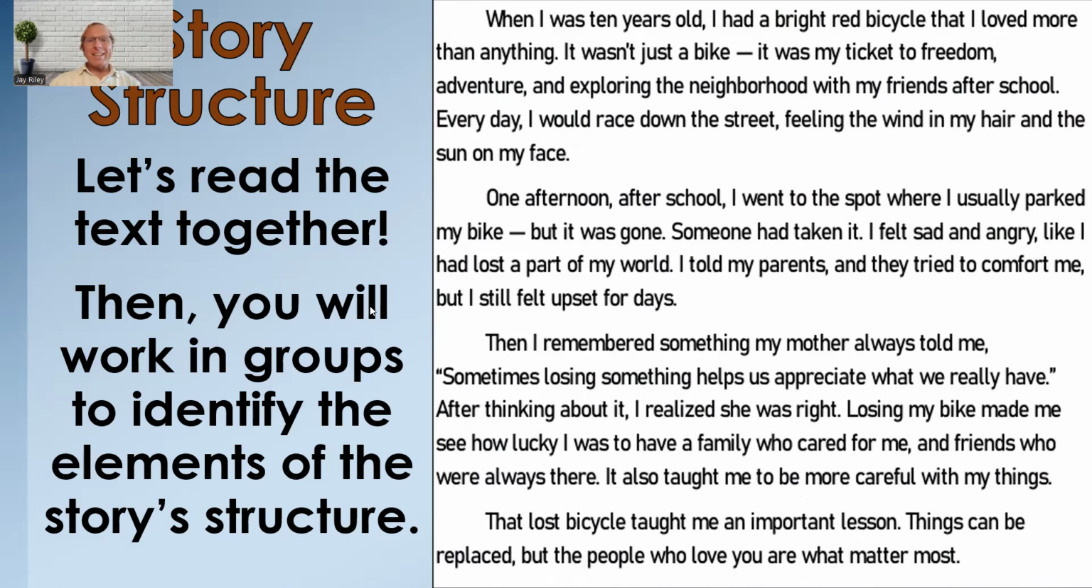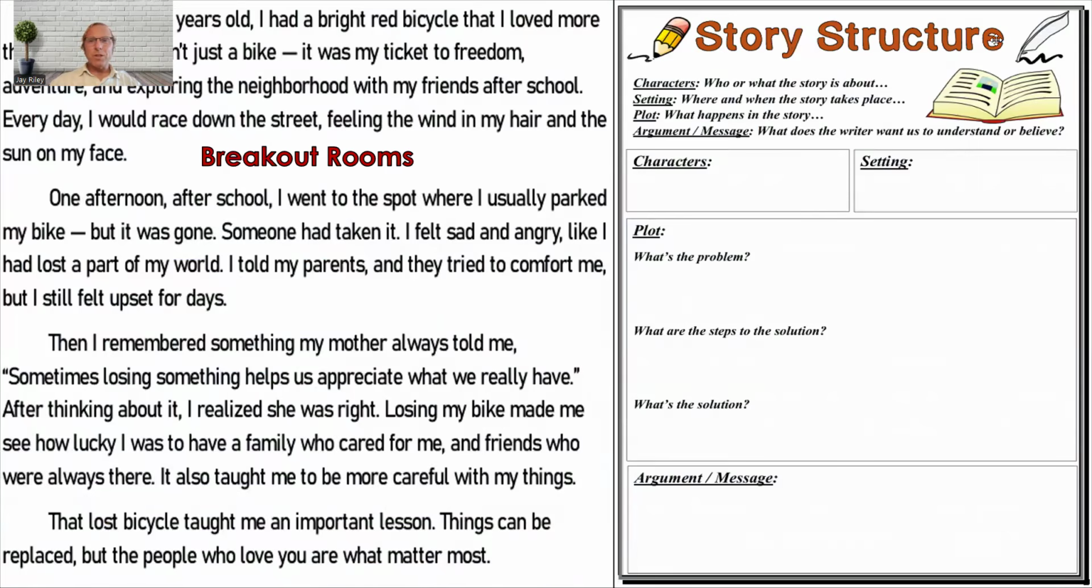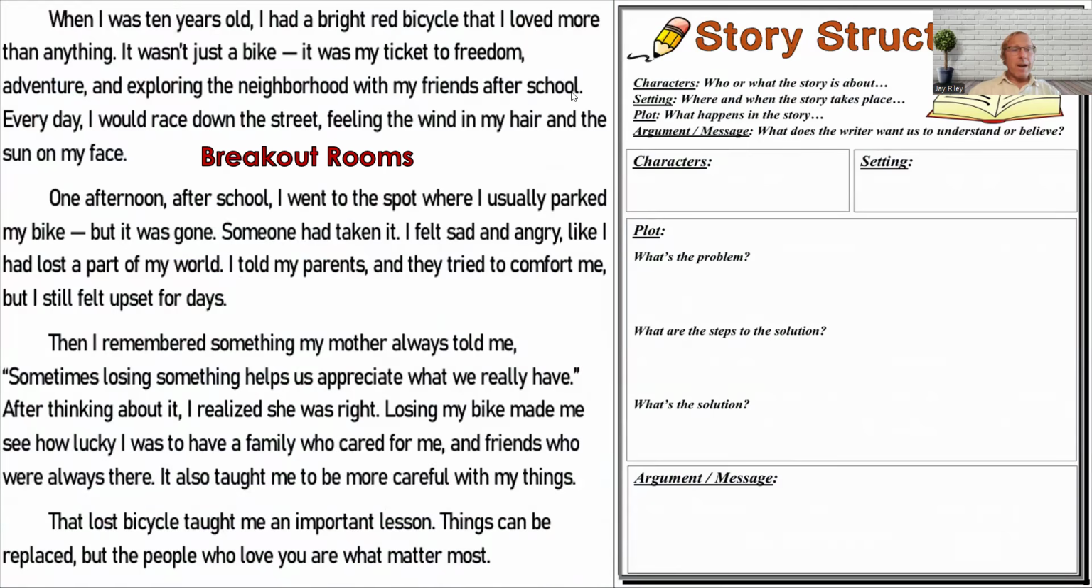So let's go through and try to identify the elements of story structure here. Who are the characters in our story? Well, it's the narrator, and this is told from the first person point of view, and his mother. What's the setting? Well, it's his neighborhood where he lives. And the problem, what happens in the story? Well, the author begins by describing how much he loves his bike, so he does a great job setting the scene there. But his bike gets stolen.